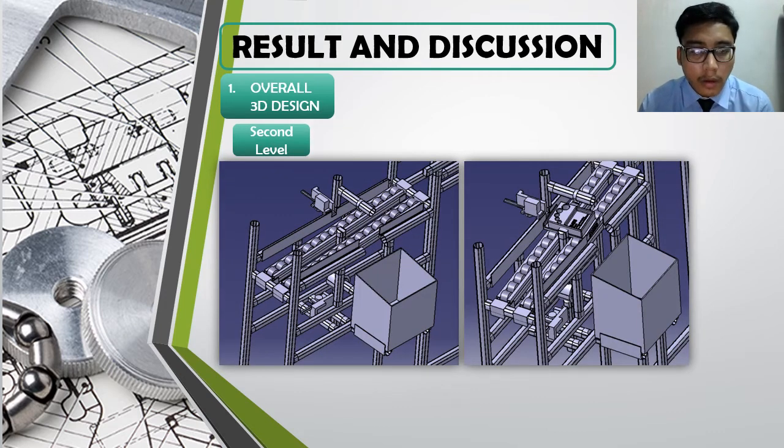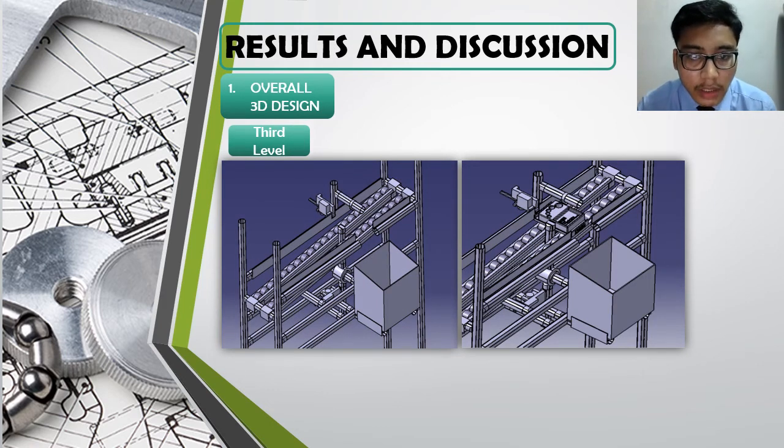As I said before, all the parts location are the same for all the levels, and this is the second level of the quality inspection line. And this is the third level design of the quality inspection line.